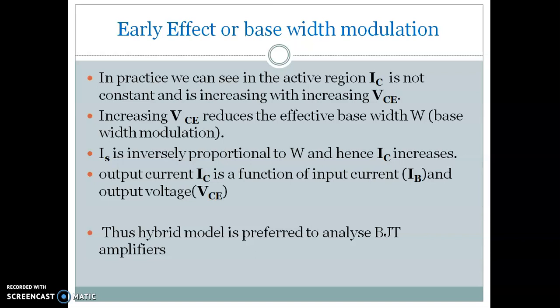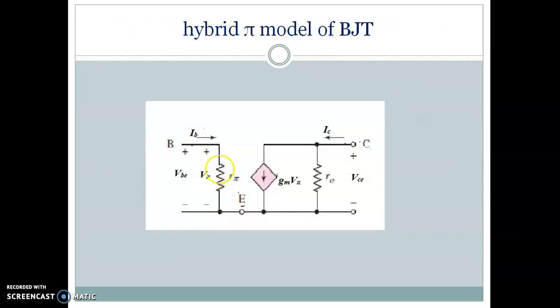So therefore your output current is not only a function of your input current IB, it is also a function of your output voltage VCE. Now this is the next model for your BJT, the hybrid pi model, where the input impedance is given by R pi and your current source is given as gm V pi, and it includes your early effect impedance, that is your R0.